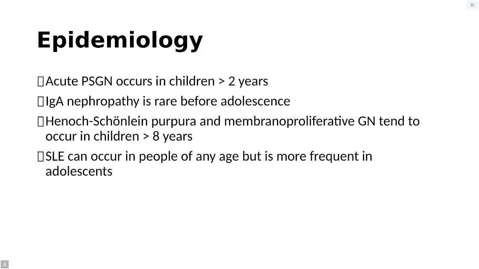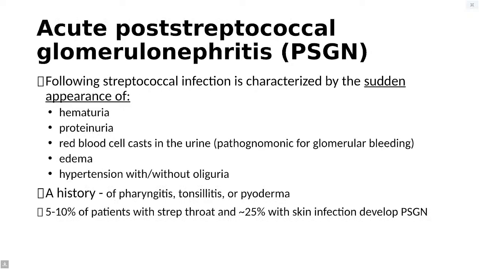Acute post-streptococcal glomerulonephritis occurs in children greater than 2 years of age. IgA nephropathy is rare before adolescence. Henoch-Schönlein purpura and membranoproliferative glomerulonephritis tend to occur in children greater than 8 years. Lupus erythematosus can occur in people of any age, but is more frequent in adolescents.